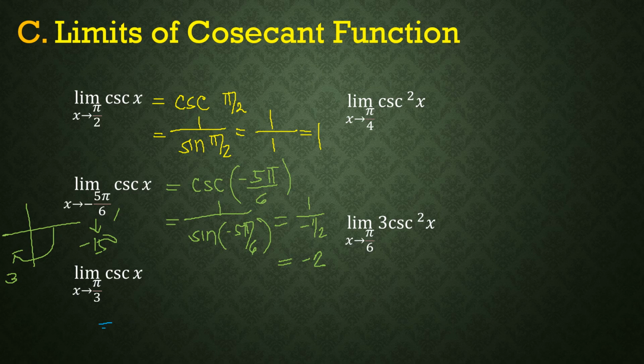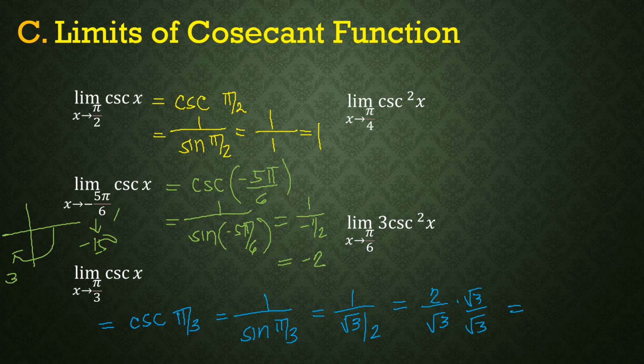Next, we have the limit of cosecant x as x approaches pi over 3. Substituting x, that will be cosecant pi over 3, and that is 1 over sine pi over 3. So our answer here is 1 over square root of 3 over 2, because sine pi over 3 is the square root of 3 over 2, and that will be 2 over square root of 3, and we rationalize. So 2 times square root of 3, we have 2 square root of 3, and square root of 3 times square root of 3 is 3. So our answer is 2 square root of 3 over 3.